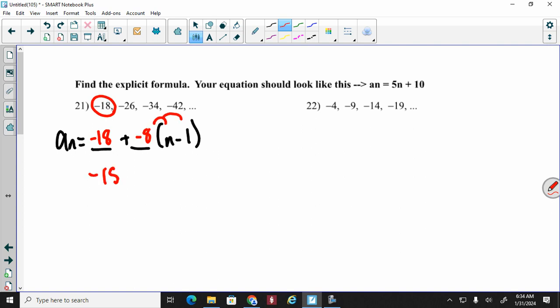So distribute: negative 18 minus 8n plus 8. Combine the first, combine the last: negative 8n minus 10, I believe. Next one, the answer is going to be negative 5n plus 1. There we go.